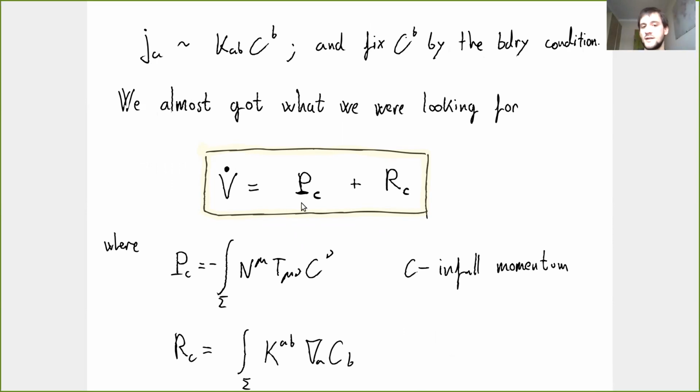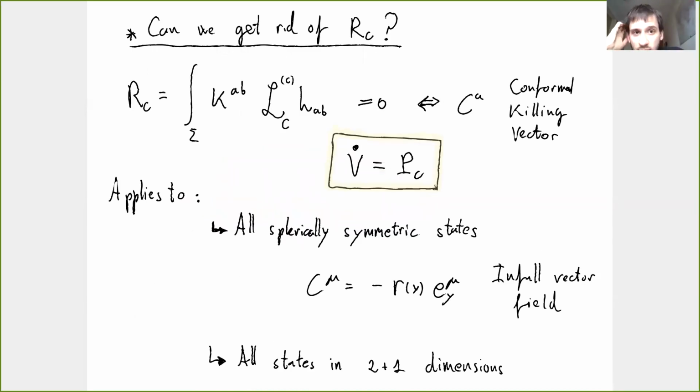which is that we can write V dot as some momentum, right? Where this is an integral over an energy momentum tensor contracted with the normal vectors and some C field plus a remainder. Okay, this would be our C infall momentum, and there is a remainder here that we don't know how to deal with. So this would have been a success if we hadn't found a remainder, but we did. So how do we get rid of this remainder? So can we? Actually, we can.